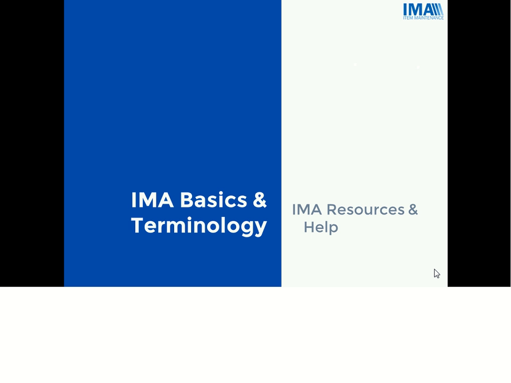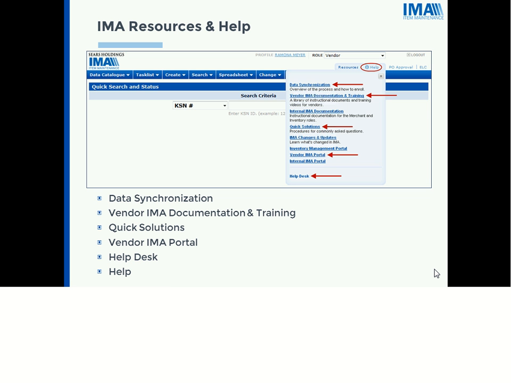All right, moving on, we're going to quickly touch on IMA resources and help. I don't want to spend a lot of time on this, but I do want you to know the resources that are available to you. Within IMA, if you click the resources button, there are several options. Some of these are more for internal users, because you do see the same things as internal users. So notable to vendors, you have the data synchronization link, vendor IMA documentation and training, quick solutions, and then there's a link to the IMA portal. And if you click Help Desk, then it'll display some more information, including the phone number for the Help Desk.